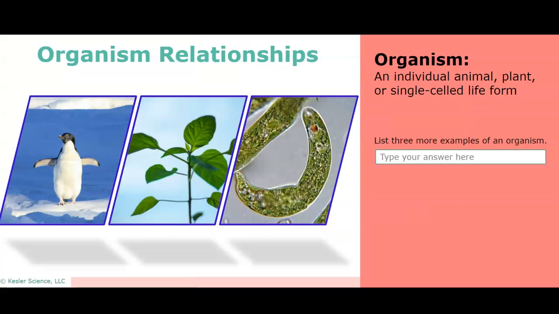So an organism is a living thing. So there are three examples to your left. You see a penguin, we have a plant, and we have a single cell organism. So you're going to list three more examples of organisms, just three animals, plants, and answer that here.